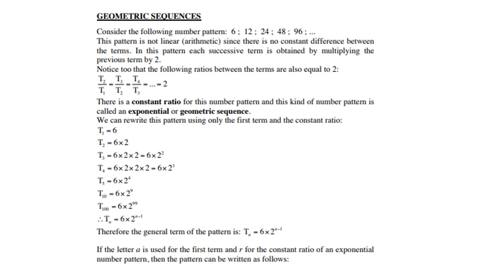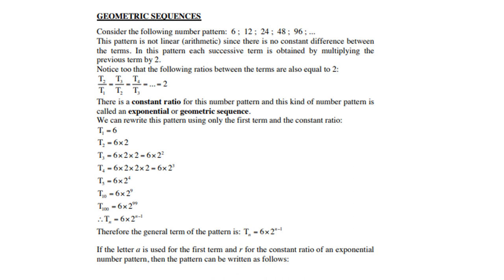Geometric Sequences. Consider the following number pattern: 6; 12; 24; 48; 96; and so forth. Take note, there are semicolons in between, and therefore we are dealing with sequences. This pattern is not linear, in other words, not arithmetic, since there is no constant difference between the terms. In this pattern, each successive term is obtained by multiplying the previous term by 2.